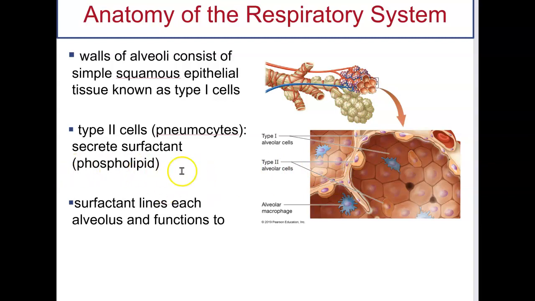And surfactant is a phospholipid, and it puts a little coating inside to prevent the alveoli from collapsing. So it's very important to make sure they don't collapse. And then we even have some macrophages. We mentioned that they were called dust cells.